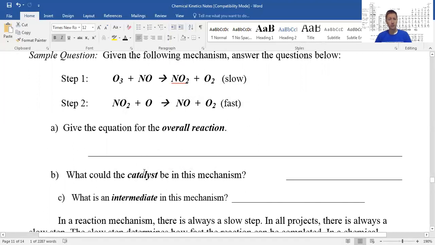A catalyst would be something that shows up first as a reactant and comes out as a product. So over here, we see the NO starts off as a reactant, and later on, it comes back out as a product. That means that the catalyst here would be NO.